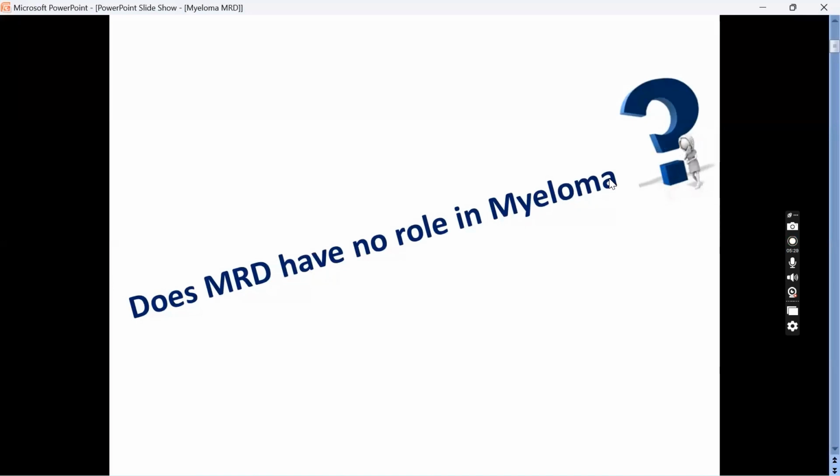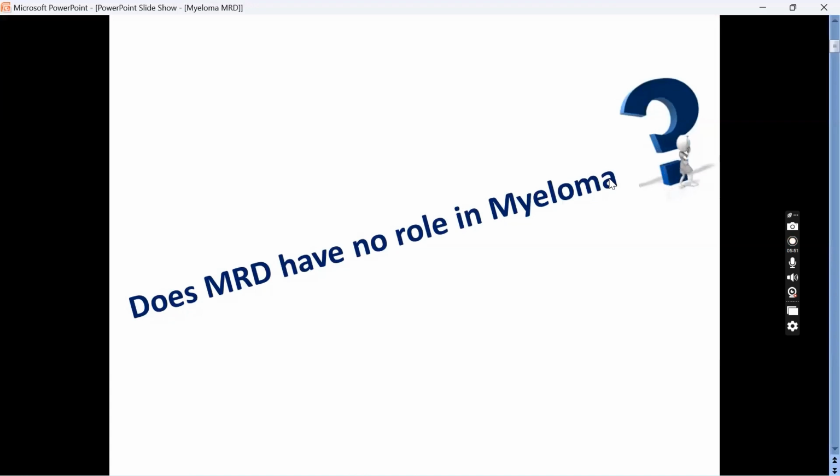In such a case, the diagnosis is almost established, and doing flow does not add much information to it. So, from a diagnostic point of view, given that setting, it may not be that useful. Of course, when you want to differentiate between reactive plasma cells and neoplastic plasma cells, it is better to do flow cytometry.